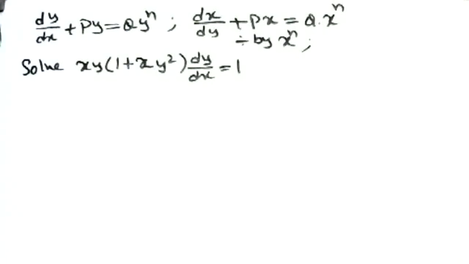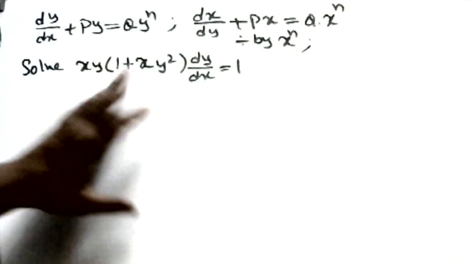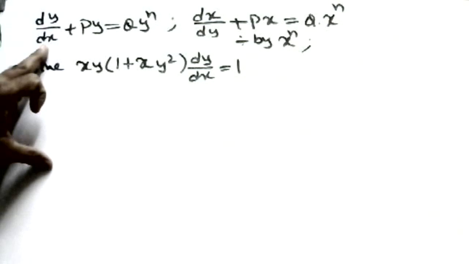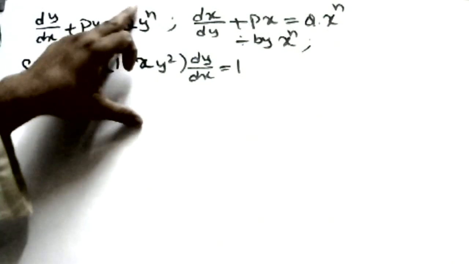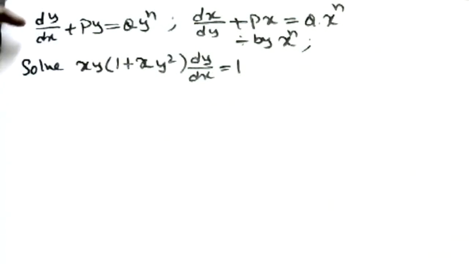Now see the next question. Before going into these questions, I already explained in detail in the last part about Bernoulli's equation. So if anyone has not seen that part, I request you to first observe all the formulas in the previous part. Now see here, till now we have done questions based on dy by dx plus py equals q into y power n.